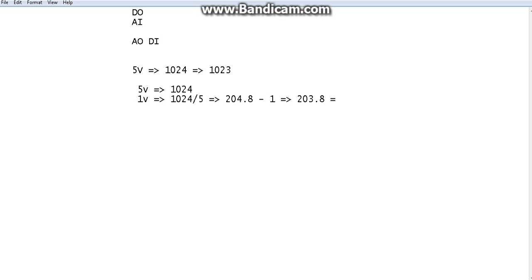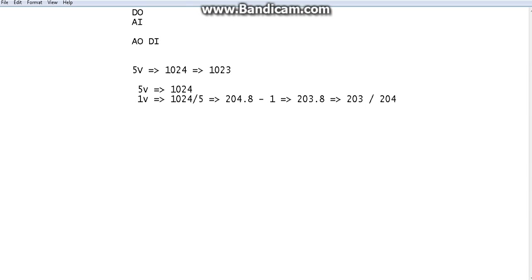You will not get the decimal value, so you will get either 203 or 204, depending on the scenario. You get the point, because we can't have these values; we only have whole units in the Arduino. The analog read value is always an integer value. So we will have the nearest value. Either 203 or 204 you will get for 1 volt.